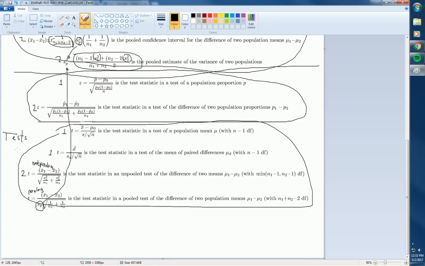On to testing. Testing, we know, has 5 steps. You define your hypotheses. You want a test statistic, which is what the formulas are right here. You want a p-value. You want a decision regarding the null hypothesis. And you want to interpret your decision in the context of the problem. So, your test statistics are here. You'll either get a z-test statistic or a t-test statistic.